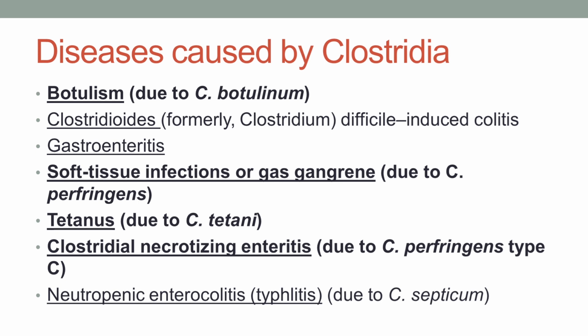Here are several diseases caused by Clostridia, but three of them we will discuss closer. It is botulism, which is caused by Clostridium botulinum. It is soft tissue infection or gangrene, which is produced by Clostridium perfringens, and tetanus, the disease caused by Clostridium tetani.